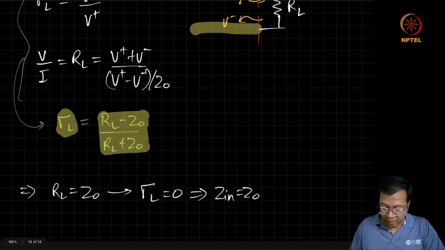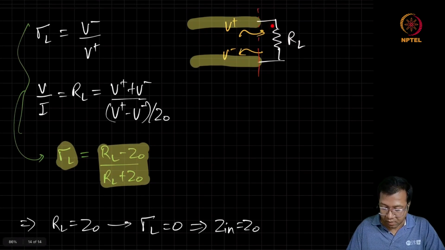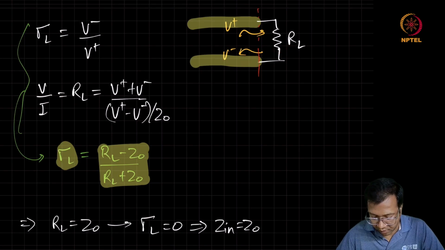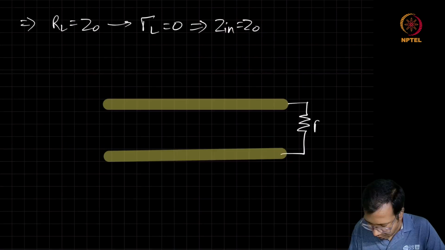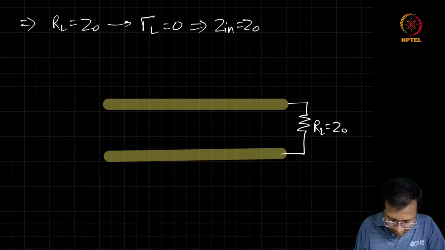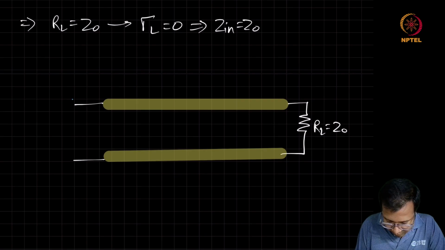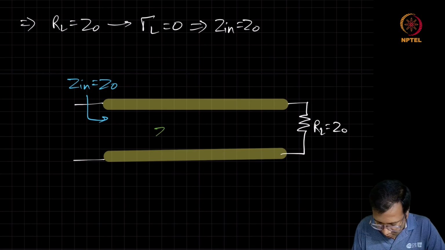and such a scenario where the termination is equal to the characteristic impedance of the transmission line is also called matched termination for the transmission line. Z in becomes equal to Z naught, where the transmission line has a characteristic impedance of Z naught.